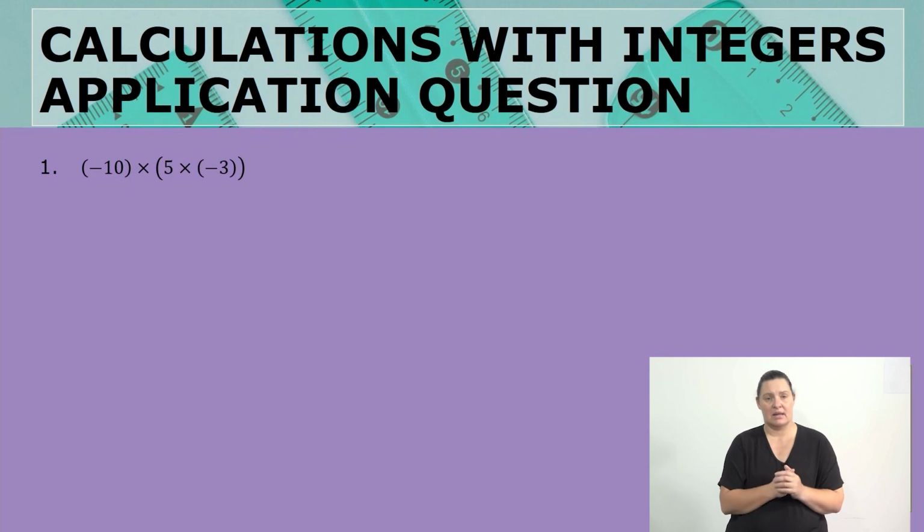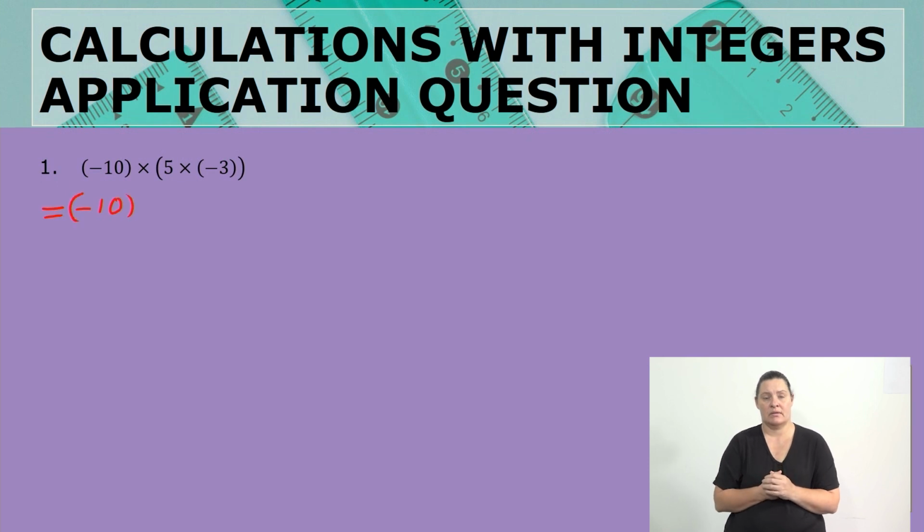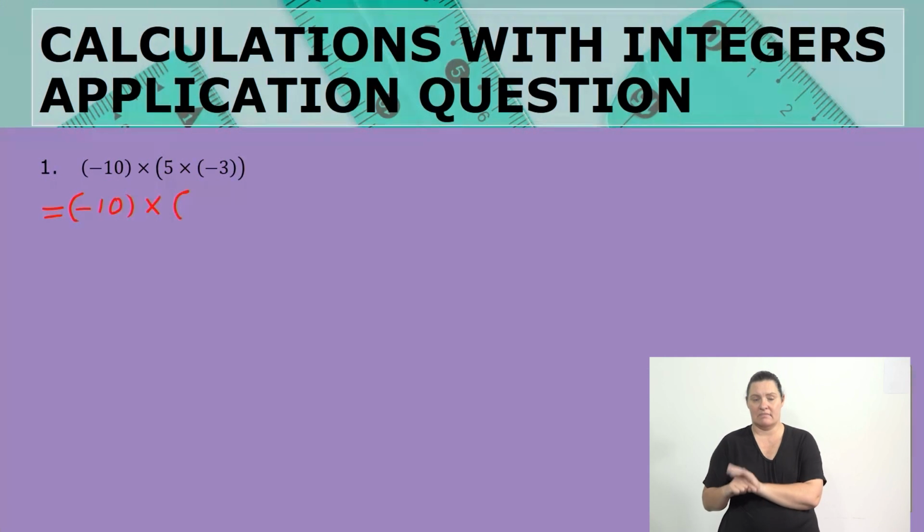So the first question that we have there is negative 10 multiplied by, open bracket, 5 multiplied by a negative 3, close bracket. So we are going to do this step by step. We are going to start with leaving the negative 10 as is and focusing on what's in the brackets. So in the brackets, I have a positive 5 multiplied by a negative 3. Remember, a positive multiplied by a negative will give us a negative answer. And then we have 5 multiplied by 3, which is 15.